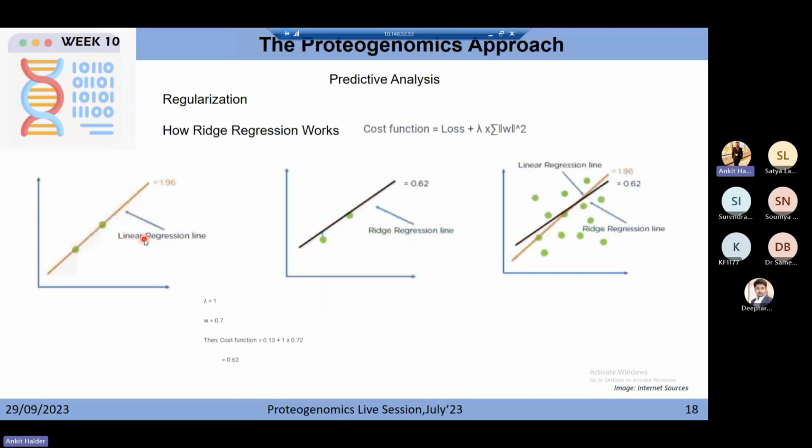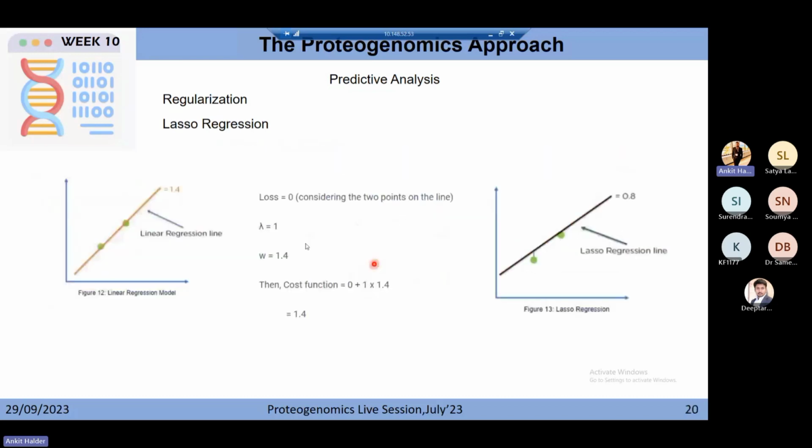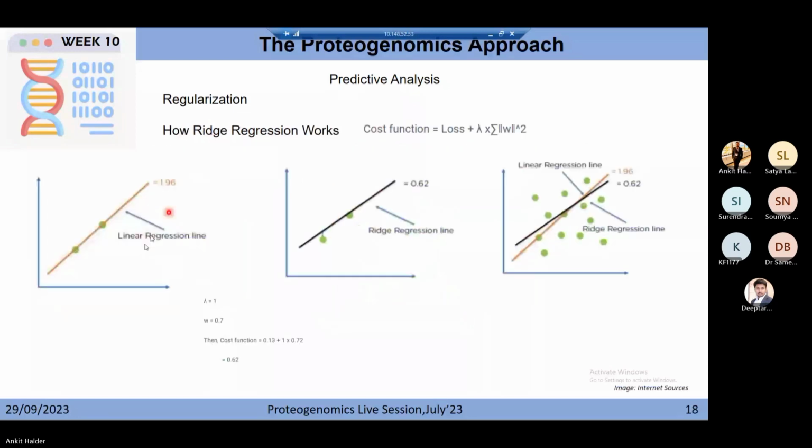I don't know if you have noticed that we are taking the loss as 0. Why? Because of the line that has been taken. If you have this question in your mind, why we are taking the loss as 0: if the regression line is drawn through the data points, passing over the points, then the loss is 0. Then the penalty equals 1 and the cost function is 1.4. So this denotes your cost function. Similarly here, it was defining your cost function.